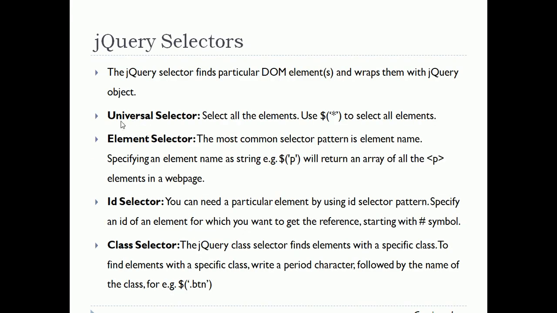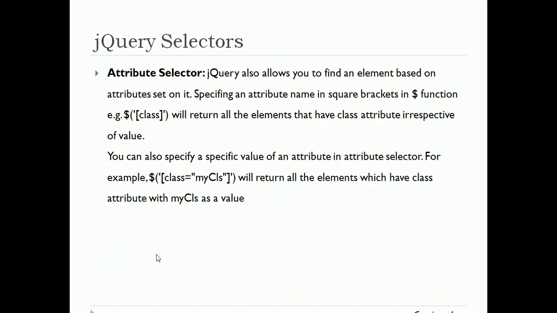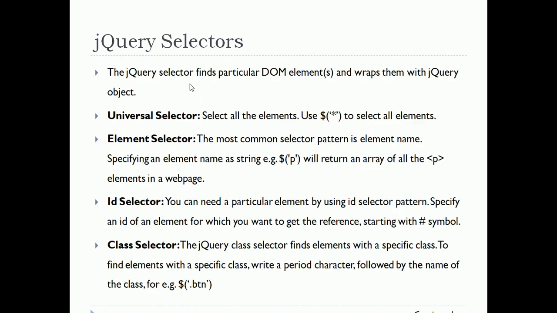There are 5 types of selectors available. First one is universal, then element selector, ID selector, class selector, and the last one is attribute selector. Let us see them one by one. jQuery selectors find your particular DOM element and wrap them with a jQuery object. This is very important. Once it wraps them with a jQuery object, you can use its functions, methods, properties, events, etc.